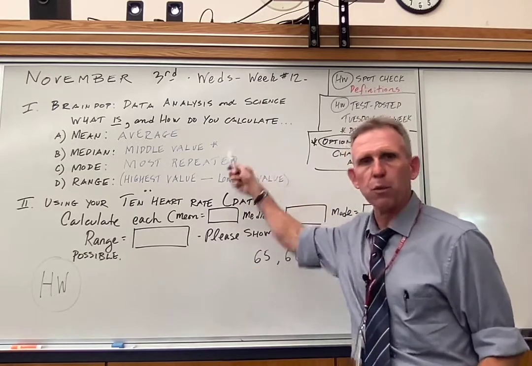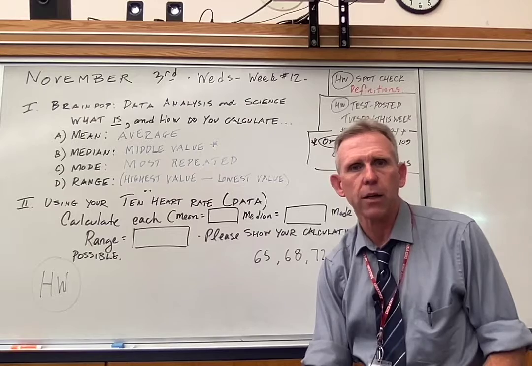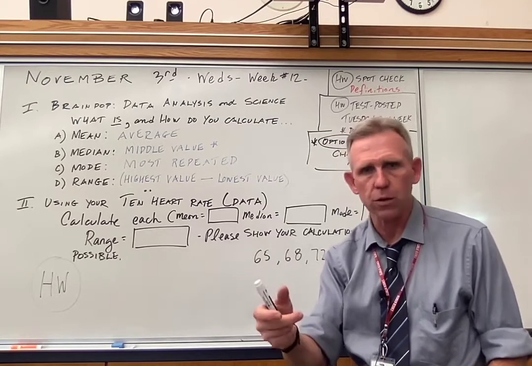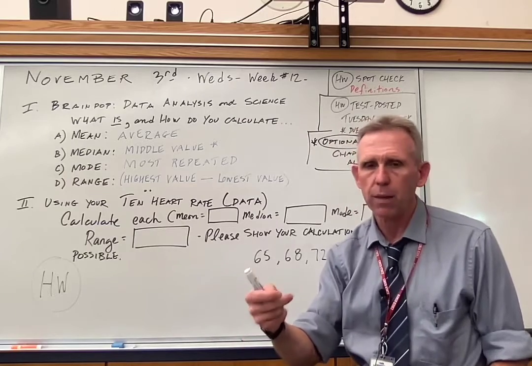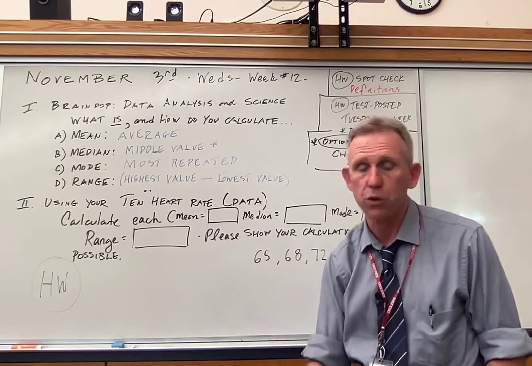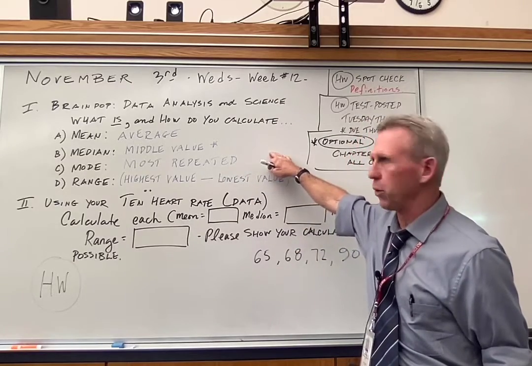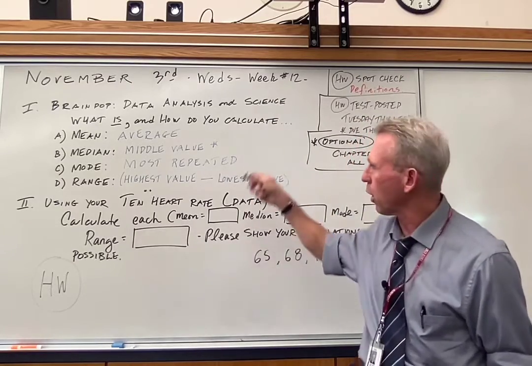A good thing came up in one of the classes today. Somebody had 2 numbers that were repeated. They had like 2 68s and 2 72s. That's bimodal. They had 2 different modes. Sometimes it's possible not to even have a mode, but we'll talk about mode a little bit more in detail. The main ones we're going for are mean and median.